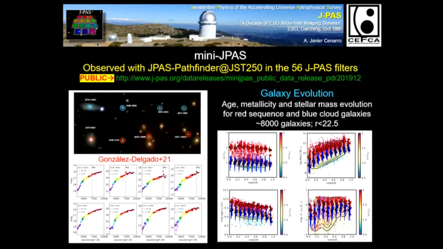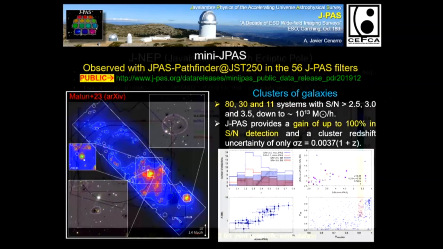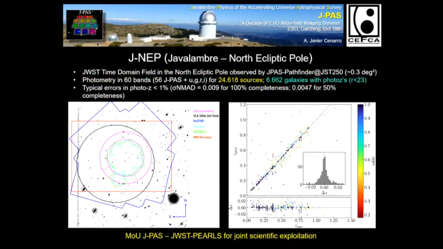Galaxy evolution for 8,000 galaxies in mini-JPAS: we are getting the typical results, evolution of age and metallicity with redshift, and so on. Clusters of galaxies: a good number of clusters were detected with AMICO, by Matteo Maturi. The impact of the J-spectra is that we detect 100% more clusters than with broadband filters, obviously because of the spectroscopic resolution.